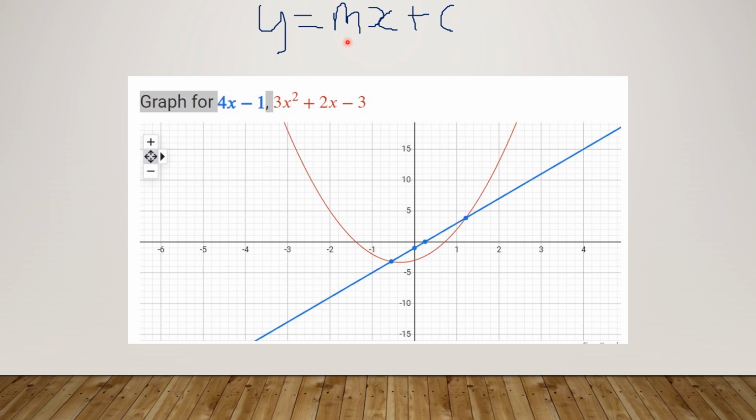In this case, in the linear equation 4x minus 1, m is a positive integer and c, the y-intercept, is negative. So it shows that the line cuts the y-axis right at this point here where the cursor is, at minus 1.